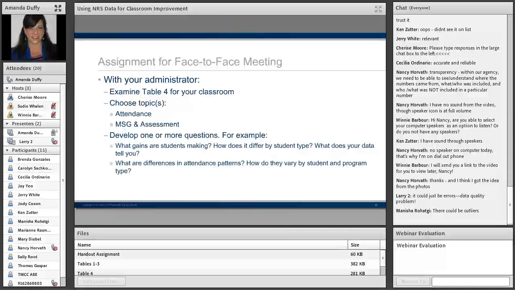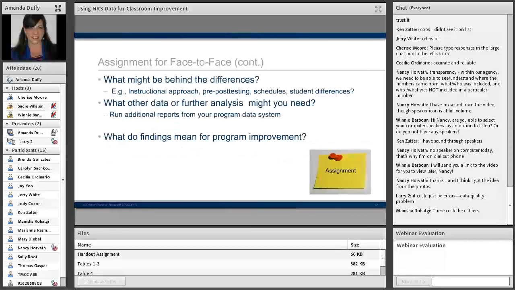and choose a topic, whether it be attendance or MSG and assessment. Develop a question. For example, what gains are students making? How does it differ by student type, etc.? You see some examples on your screen, and there will be some examples in your handout assignment. So take a look at those, and you're going to do that through Table 4 and identify what might be behind some of the differences. Are they outliers? Are they data quality problems? What is it? And maybe what other data you need to further complete that analysis.